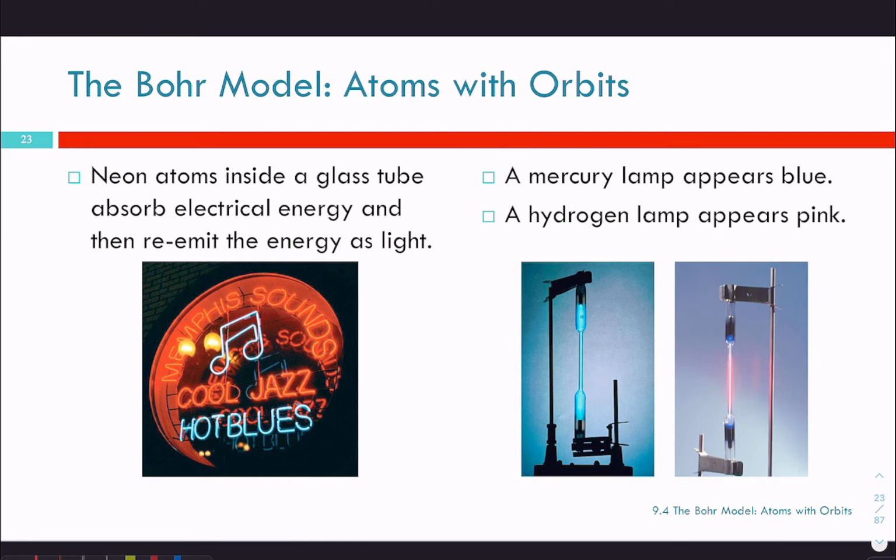So neon atoms inside glass tubes, right? They're absorbing electrical energy and then emitting that as light. Right? Those are neon lights. But different elements have different colors. So a mercury lamp makes like a blue, and a hydrogen lamp appears pink.